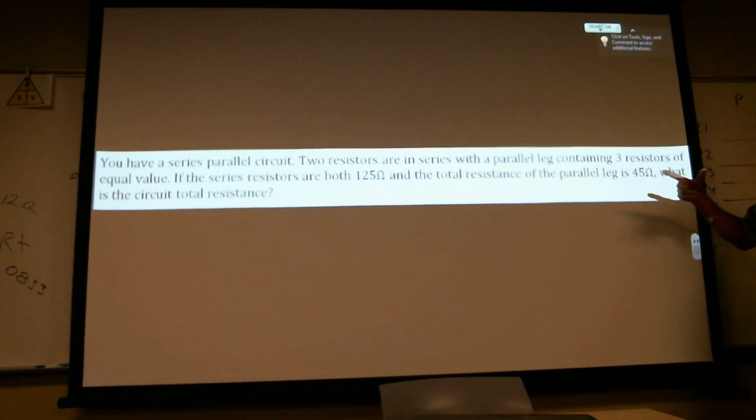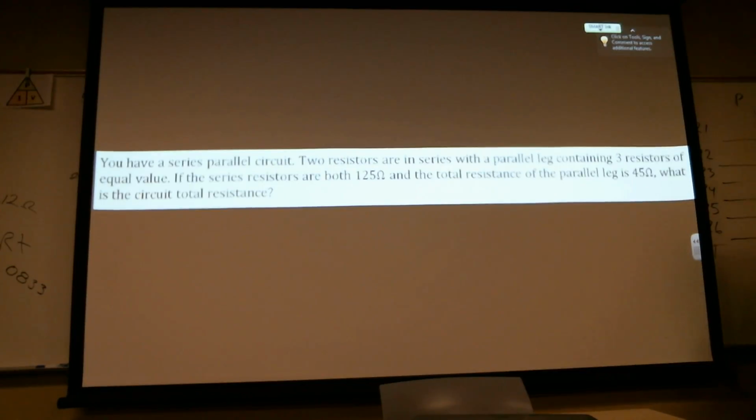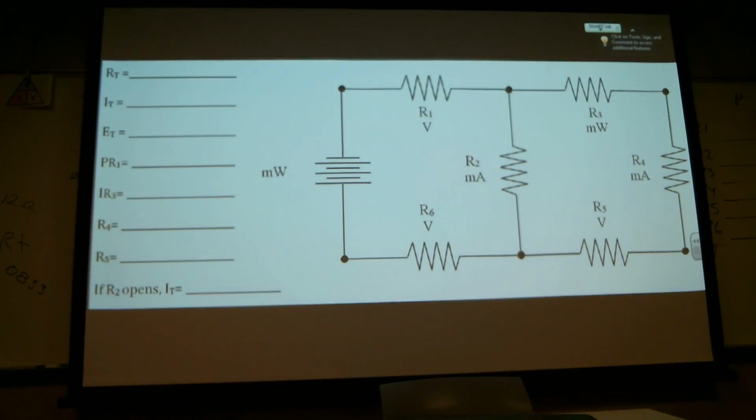The parallel leg is 45 ohms in my example. So you don't have to even do any math. They're already telling you the total resistance for the parallel part. So then you've got 2 resistors above that are 125 each, 250. So it's 45 plus 250, and it's your resistance total. And then you get one of these.